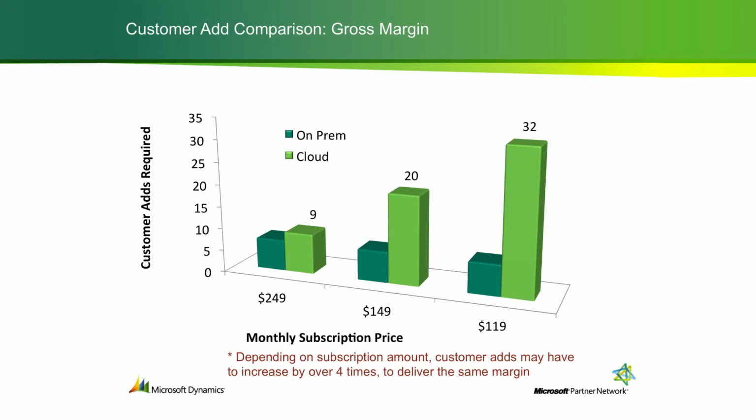And if the subscription amount that you're able to get is $119, you need to add 32 customers in order to get the same level of gross margin as you did from 7 customer adds in the traditional space. So really, depending upon the subscription amount, customer adds may have to increase by over 4 times to deliver the same level of margin to your business.